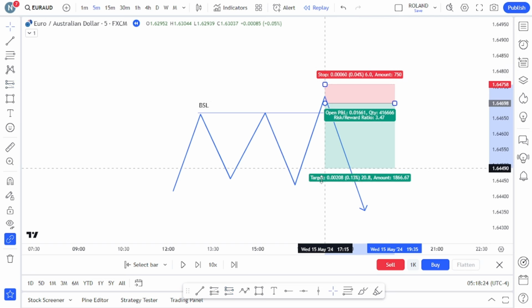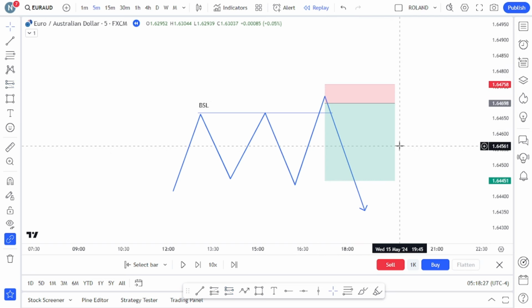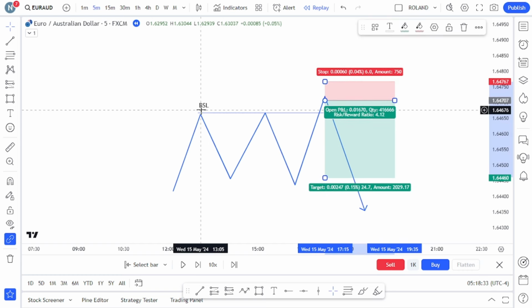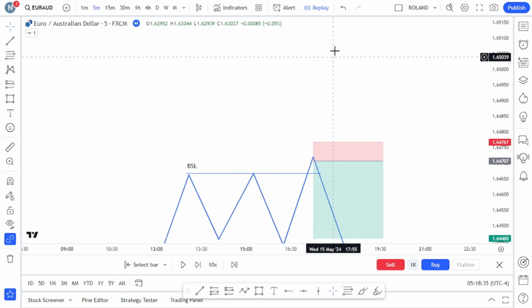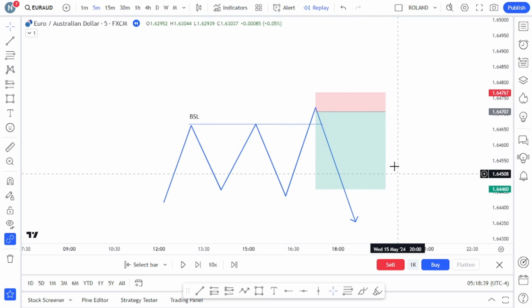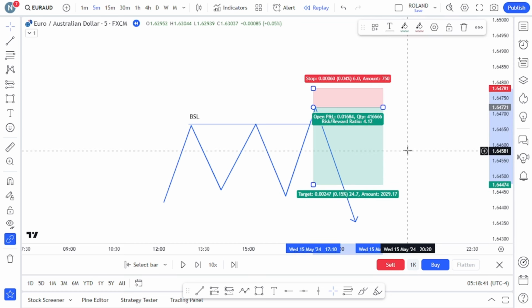So now in this video, I'm going to show you how you can take turtle soup from here. Look at how risky this looks, because this just broke a high. It could continue going up, or you might enter this, hit your stop loss and go down. So it's very risky. That's why many traders are scared of it.